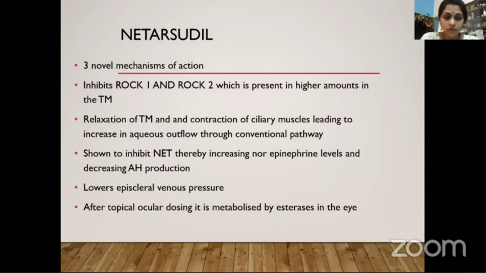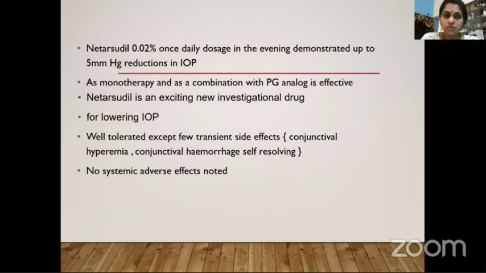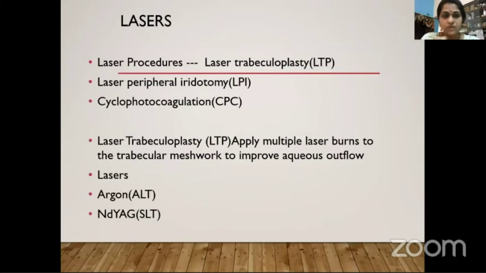It's also a norepinephrine transport blocker, which decreases the production of aqueous, and it lowers the episcleral venous pressure as well. Topical ocular dosing is 0.02%. It has to be used once in a day. There is a 5 mm reduction in the IOP. Can be used as a monotherapy or also as a combination with PGA. It's a very exciting new investigational drug which we have in the market for lowering IOP. There are very transient side effects like conjunctival hyperemia and hemorrhage, self-resolving, no adverse side effects systemically.